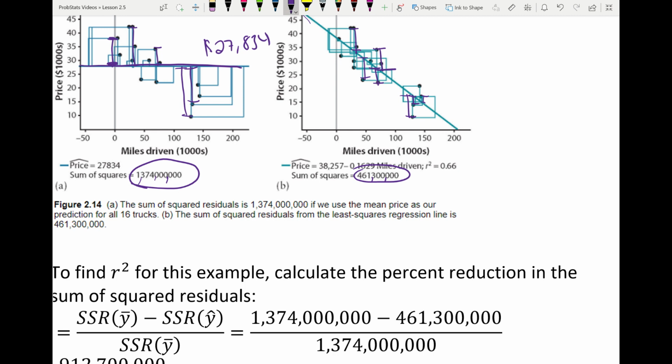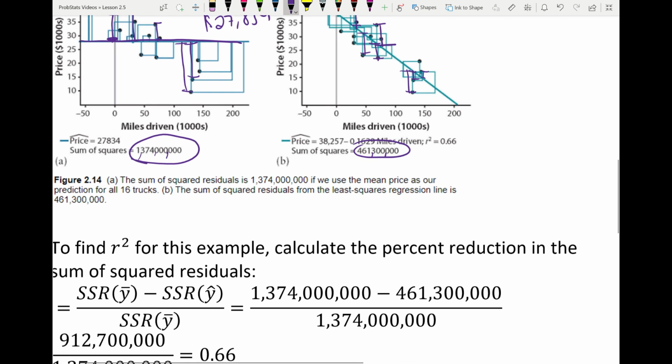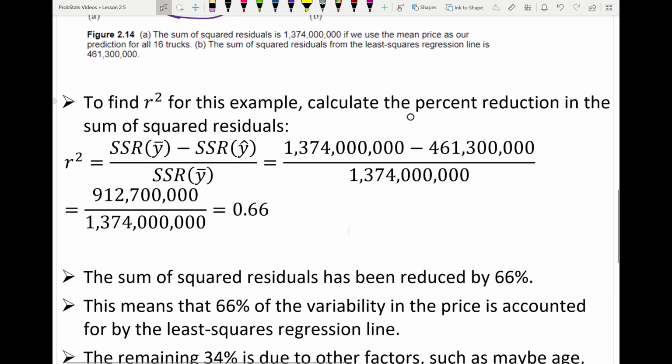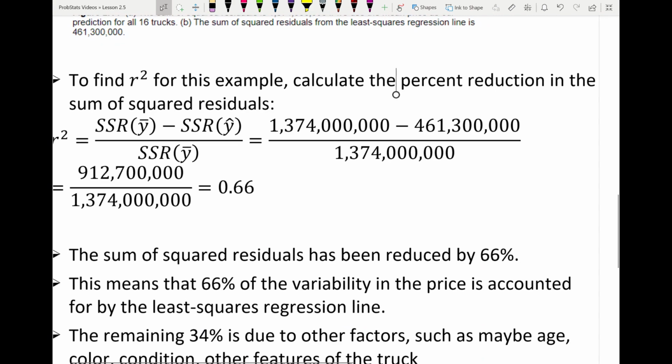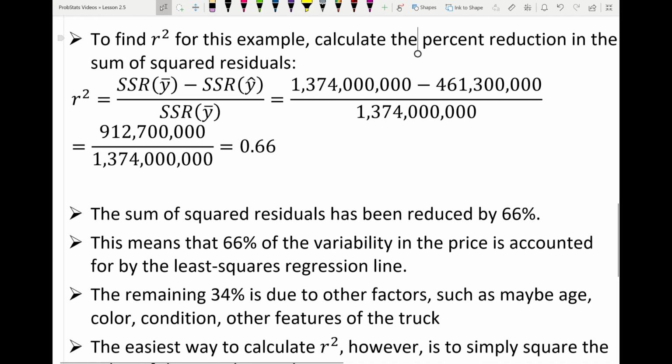This is 461,300,000, which is way smaller than 1,374,000,000. Big difference here. How much of a difference? Well, that's what the R squared tells us. So the R squared tells us how much of the variability has been reduced when we used a regression line instead. So to find R squared, we need to calculate the percent reduction in the sum of the squared residuals.